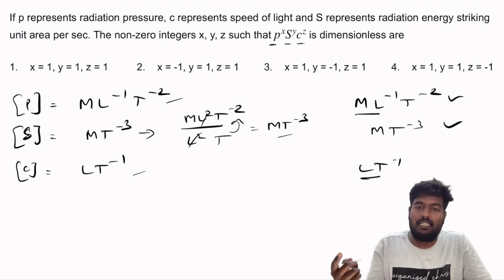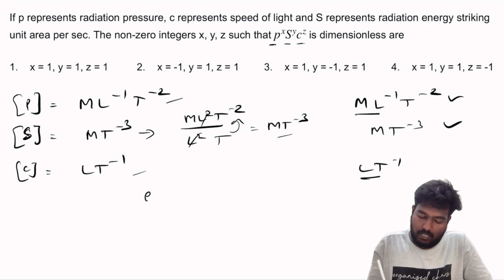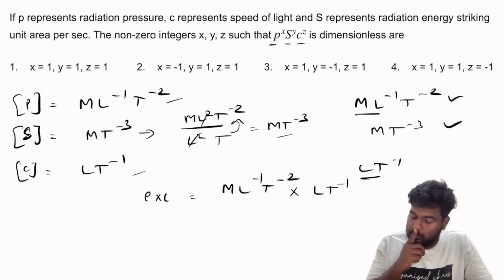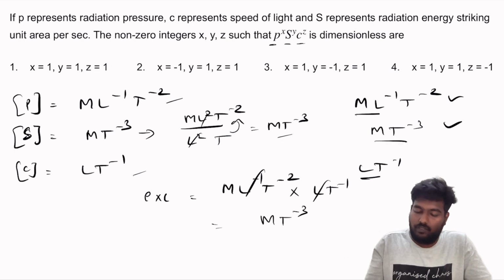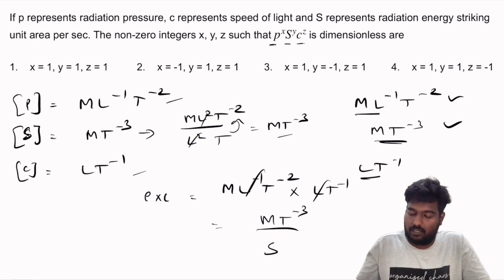Okay, so let's multiply first radiation pressure and C, so that m L inverse t power minus 2 into L t power minus 1. So this will get cancelled. What you are getting is m t power minus 3. Then you just divide it by S. Okay, so m t power minus 3. So overall you get all the dimensionless.